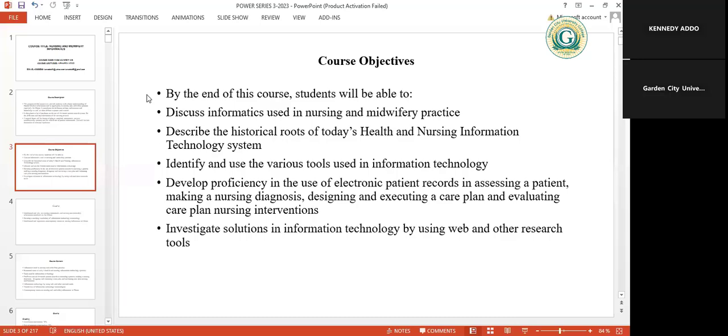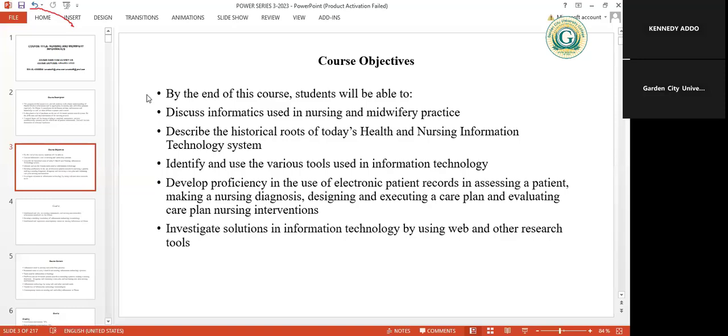We are also going to look at proficiency in the use of electronic patient records, especially looking at nursing process, nursing care plans. All the activities nurses perform have been fully integrated into electronic health record system. So we are going to look at the impact of electronic health records on nursing process or nursing care plans. And we also look at solutions in information technology by using web and other research tools.